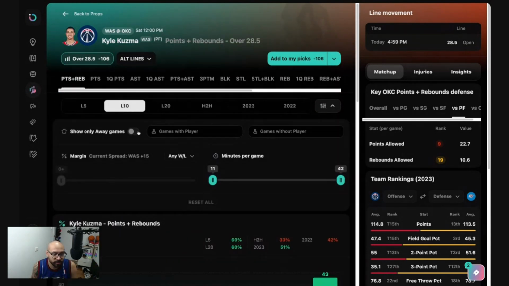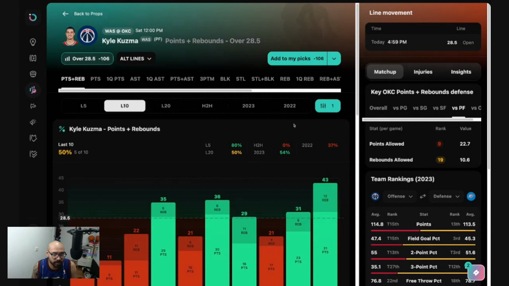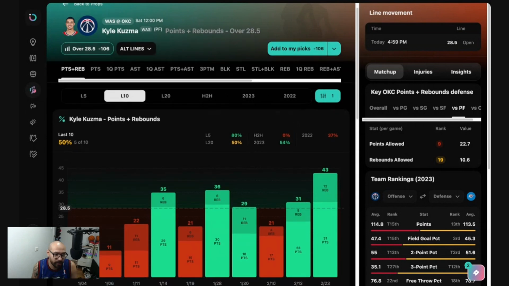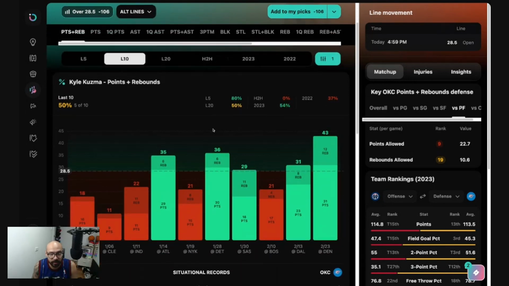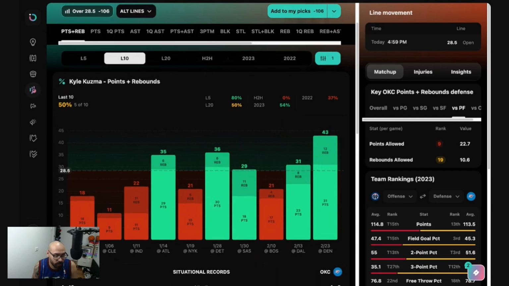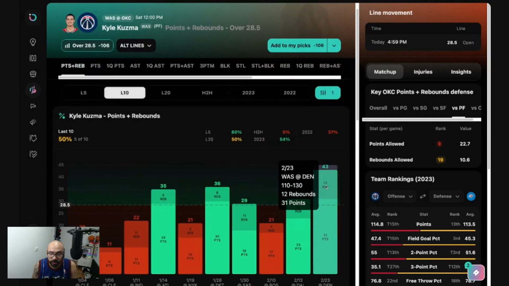Road game for the Wizards. Let's check his last 10 road games. He's only covered in 5 of his last 10, but he has covered in 4 of his last 5 road games. The last one was against the Denver Nuggets: 31 points, 12 rebounds. Did that move for Jordan Poole to the bench, is that a beneficial thing for Kyle Kuzma, perhaps? I do not know the answer to that, but this is a lean for me. I honestly don't mind this, right? But I don't like betting on Kyle Kuzma.